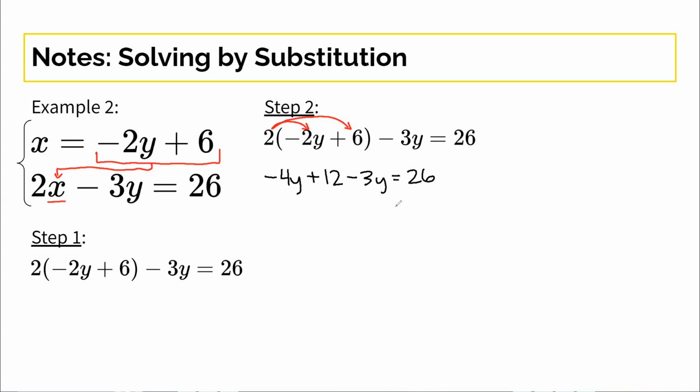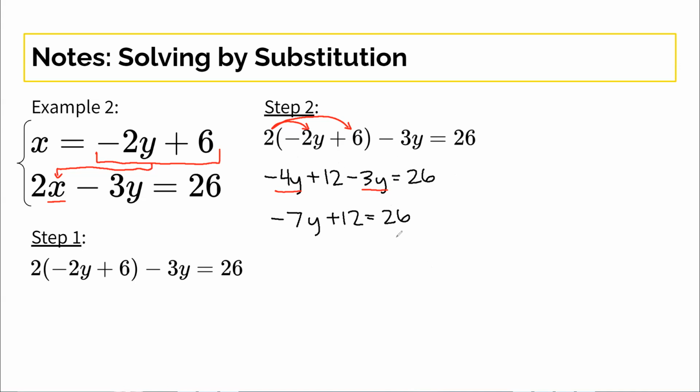Just like last time, second thing, I search for like terms. And I see a term with a y and a term with a y. I know I can group those together. So -4y and -3y is going to give me -7y. And then I copy down the remainder, +12 equals 26.